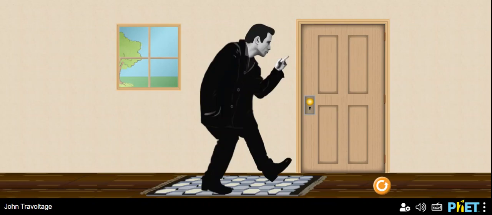Okay, so for this demonstration, I'm using the PhET simulation. This is a guy, and this is a carpet. From the first simulation we did on electrostatics, we said this mat is neutral. Apparently, the man is neutral. The doorknob too is neutral because there are equal numbers of electrons and protons in each of them, so they are at rest, neutral.